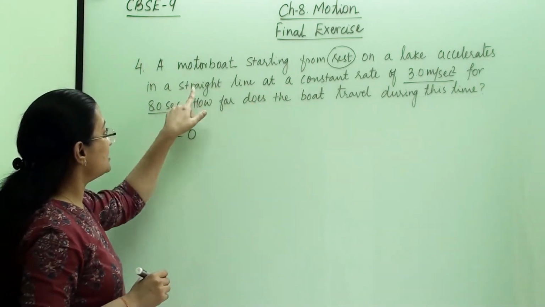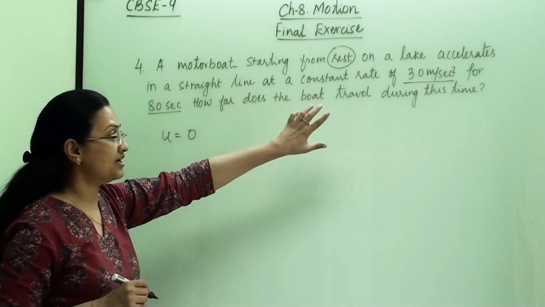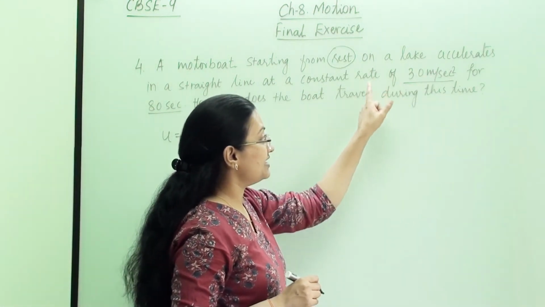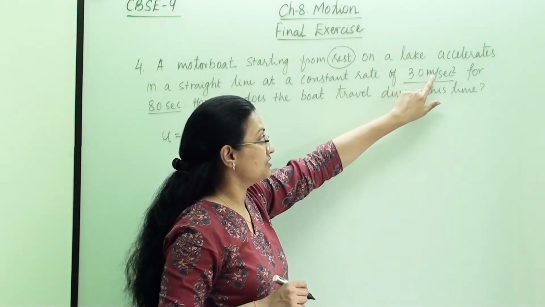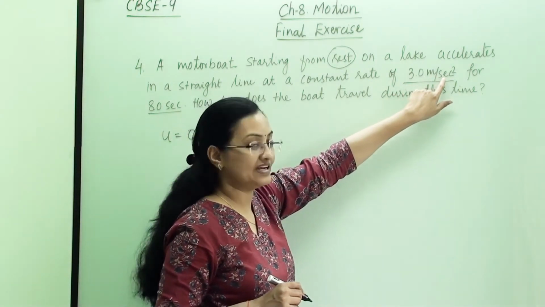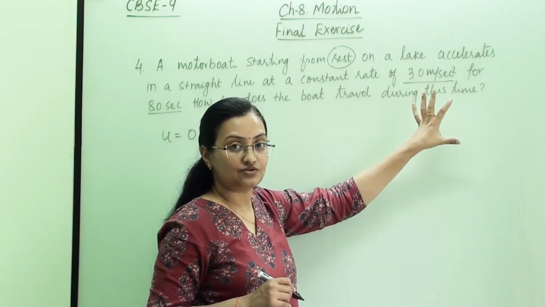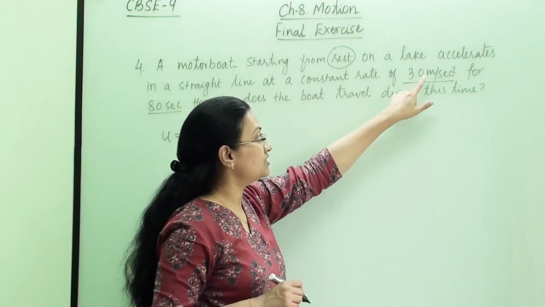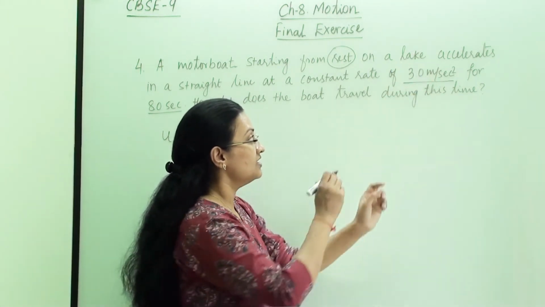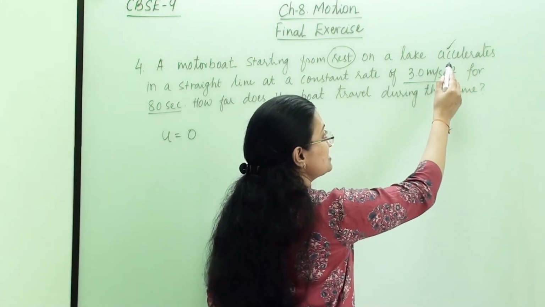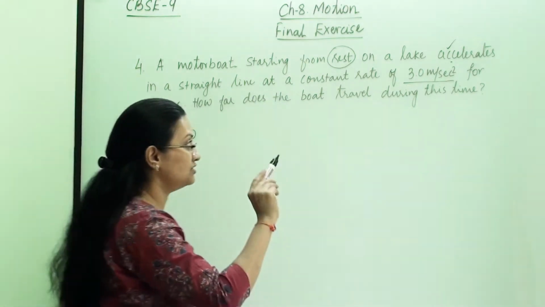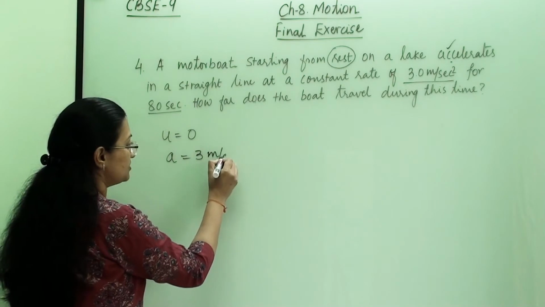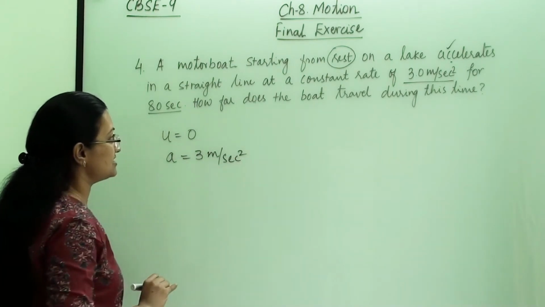Now it accelerates in a straight line at a constant rate of this. So this is our acceleration. It is accelerating the speed, and this is acceleration. See the unit, it is meter per second square. If it was a velocity or a speed, then the unit would be meter per second. Here the unit is meter per second square, and the second hint is that it says it accelerates the speed. So this is acceleration, that is a equals 3 meter per second square.